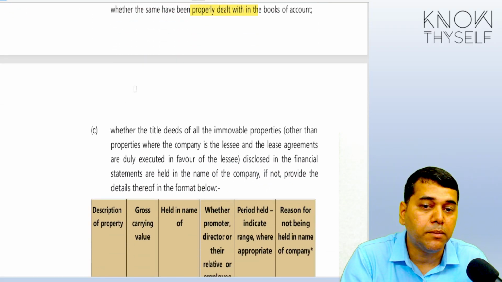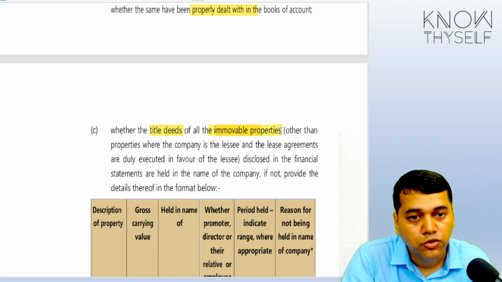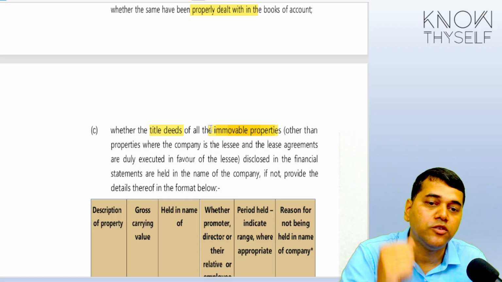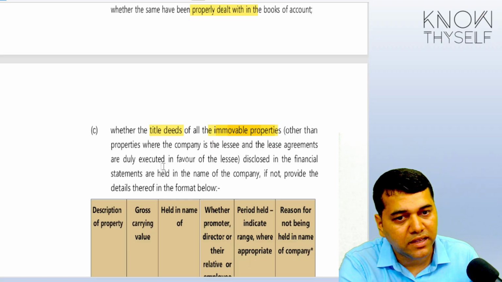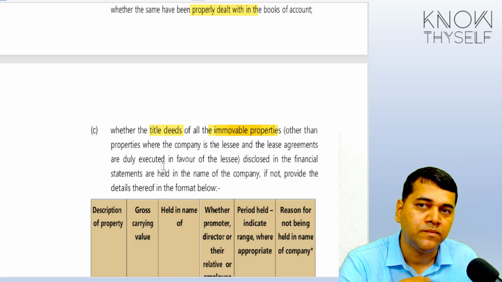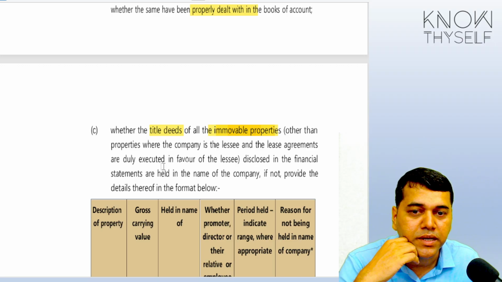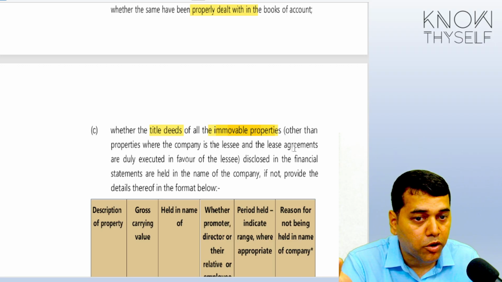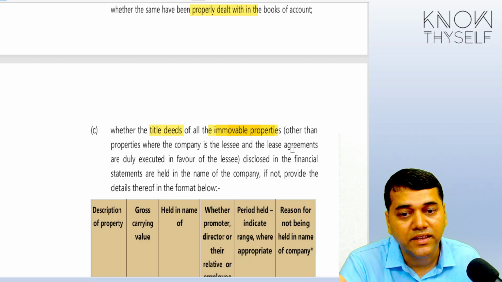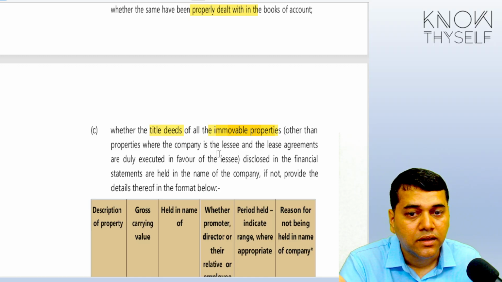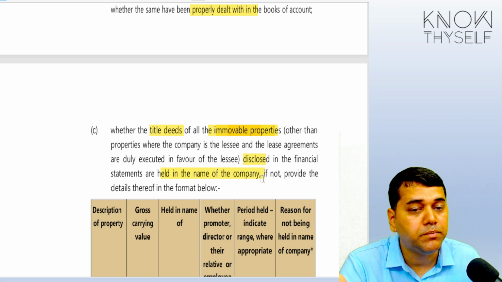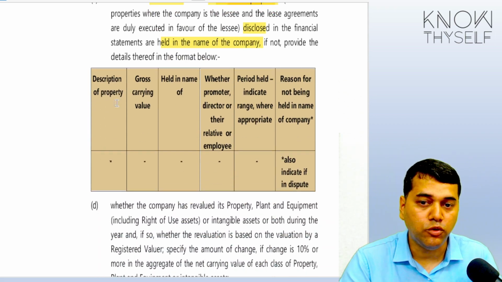Next comes, okay, what about the title deeds of the immovable property? Like suppose in your house, your parents have purchased a property. It is in whose name? Probably it must be in your parents' name only. So in a company, when the company has got immovable property, the general expectation is that the title deed should be in the name of the company. But is there any property, other than where the company is the lessee under a lease agreement, where the title deeds of all the immovable property disclosed in the financial statement are not held in the name of the company? If not, then you have to give the disclosure.